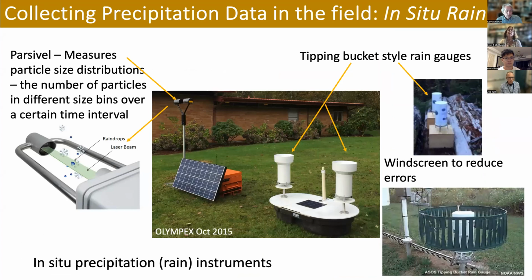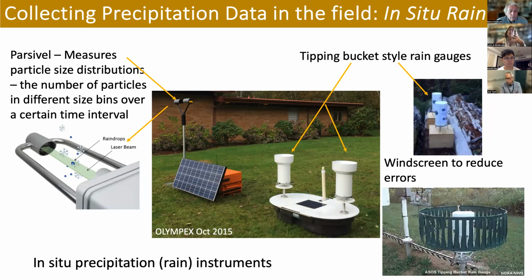One kind of key instrumentation that you might want to have on the ground is called a Parsivel. A picture of it is shown here in the corner of this picture. It has a laser beam that measures particles as they're falling across that beam, and it can actually measure the sizes of your particles, either liquid or even frozen.